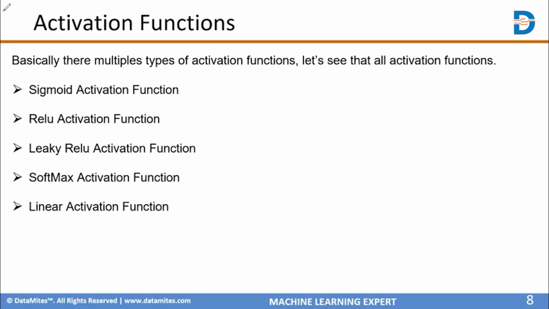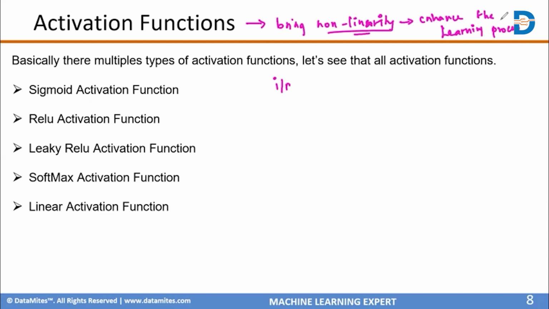First, let us understand the main purpose of an activation function. The main purpose of an activation function is that it brings non-linearity into our data. Why this non-linearity is required is in order to enhance the learning process. In neural networks, we make use of different layers, right? Like input layers, hidden layers, and output layers.